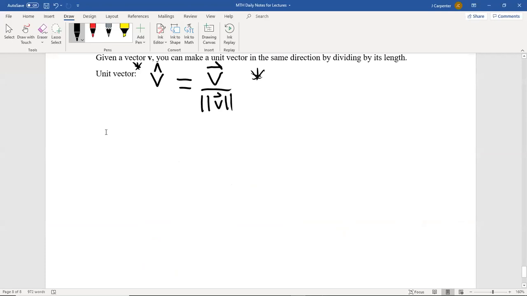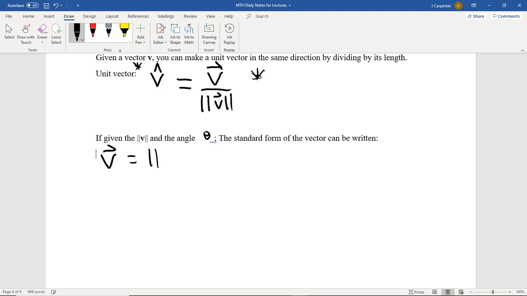So let's say we're given the length of a vector V and the angle theta. The standard form of the vector can be written: our vector V, bolded or with an arrow over it, is the magnitude of the vector times the cosine of the angle times the I unit vector plus the magnitude of the vector times the sine of the angle times J.